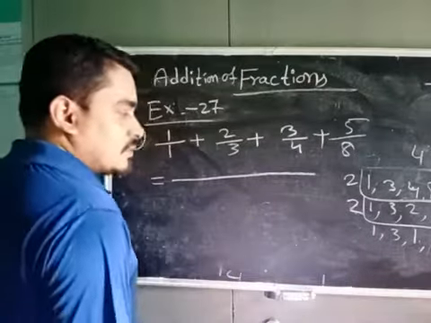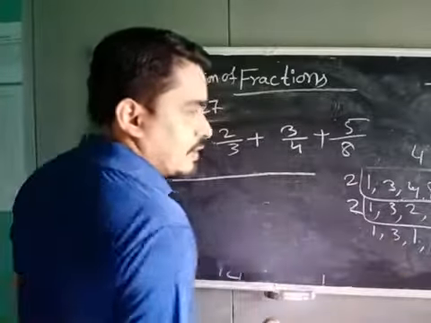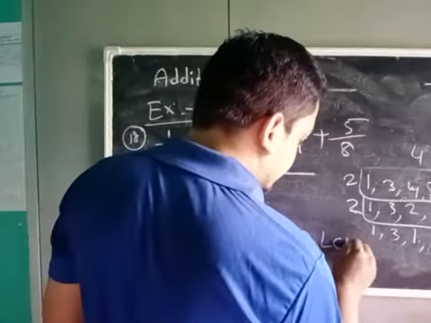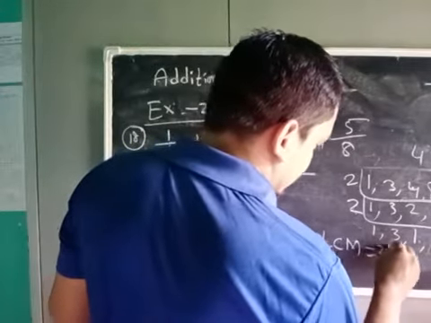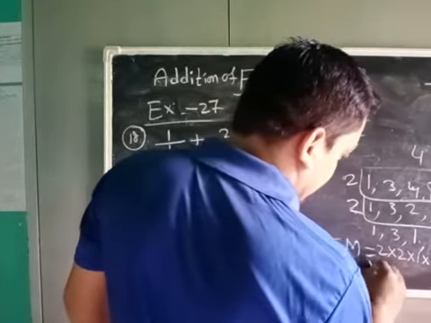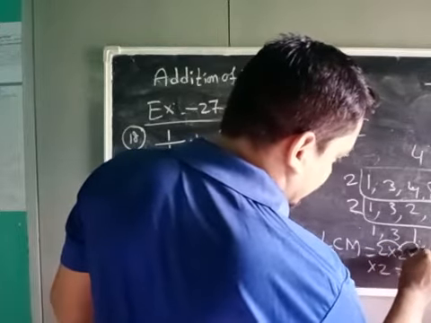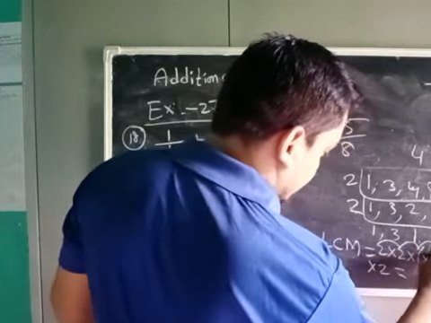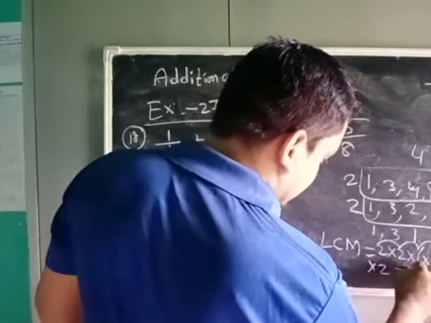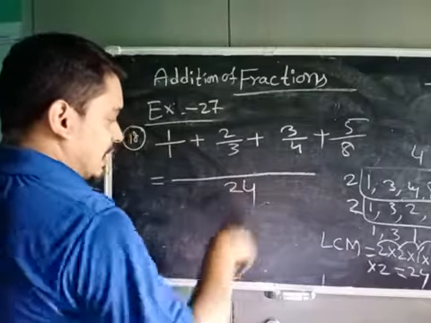And no further steps will be there, because there is no number which can divide 3 and 2 at a time. So the LCM will be 2 into 2 into 1 into 3 into 1 into 2. So 2 2s are 4, 4 1 is 4, 4 3s are 12 and 12 2s are 24. So we have 24 as the LCM.